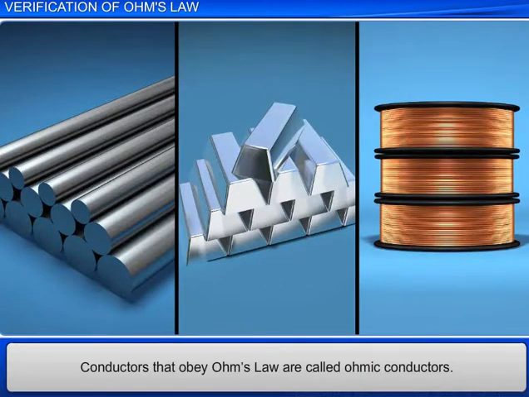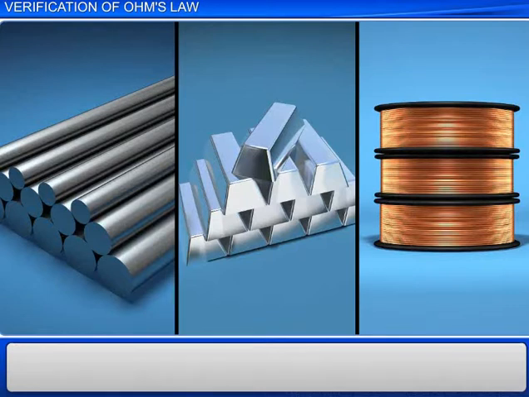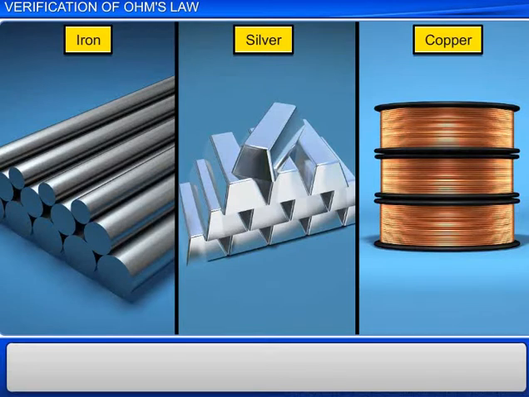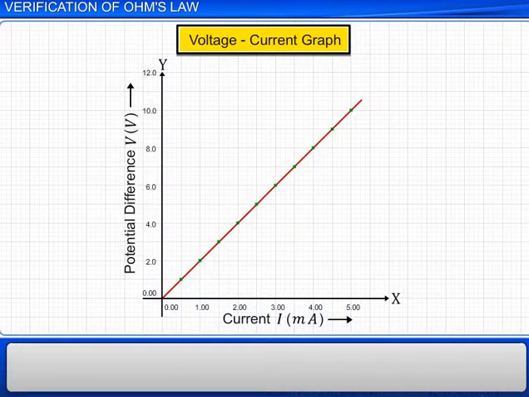Conductors that obey Ohm's law are called ohmic conductors or linear resistors. For example, metals such as iron, silver, copper, etc., at constant temperature are ohmic conductors. For all ohmic conductors, the VI graph is a straight line, and the value of resistance R remains constant at a given temperature for any of the values of V or I.